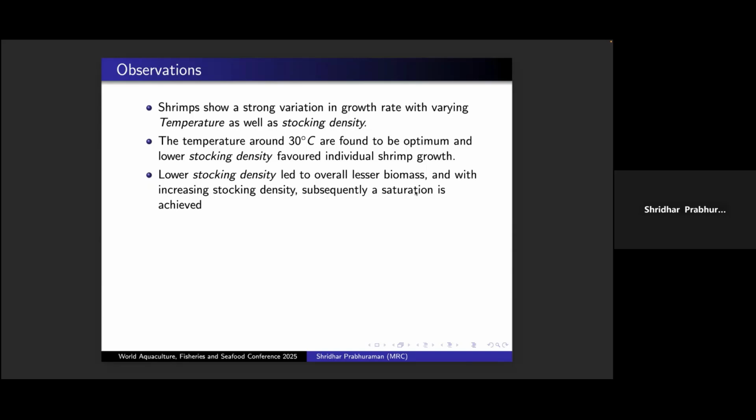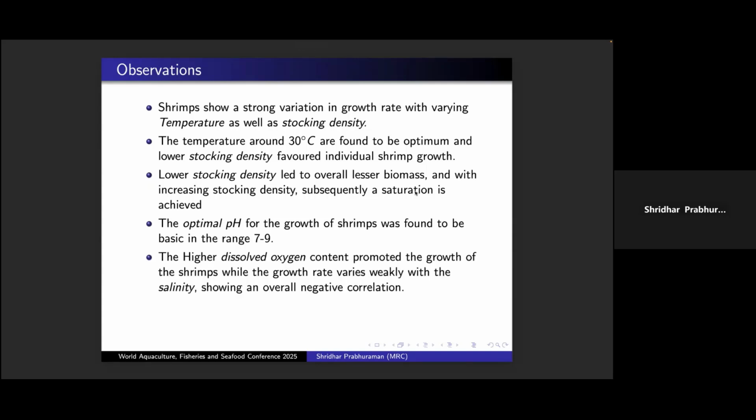When you have the lowest stocking density, the overall biomass is less. The optimal pH for the growth of shrimp was found to be around 7 to 9. Dissolved oxygen, again, we did not talk about this. Dissolved oxygen is also an important aspect. We saw that after a certain threshold, dissolved oxygen is extremely crucial for the growth of the shrimp.